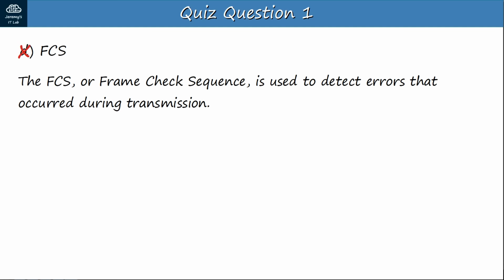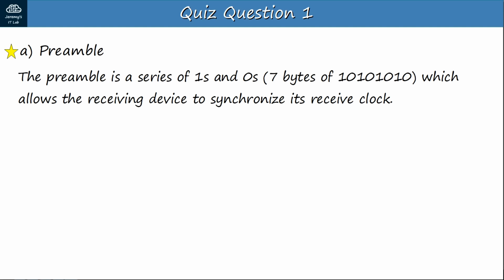The preamble is a series of ones and zeros, or 7 bytes of 10101010, which allows the receiving device to synchronize its receive clock. So A, preamble, is the correct answer. Let's go to question 2.